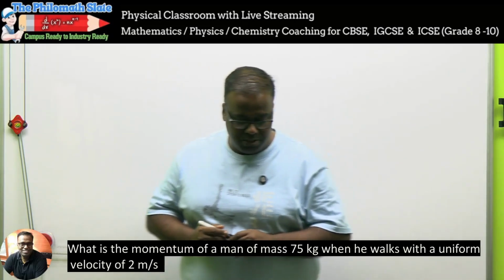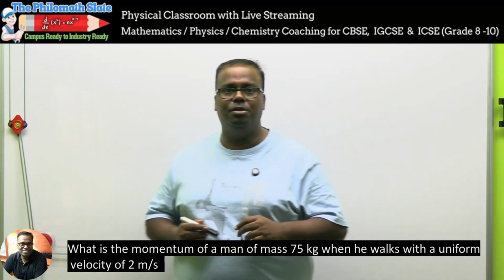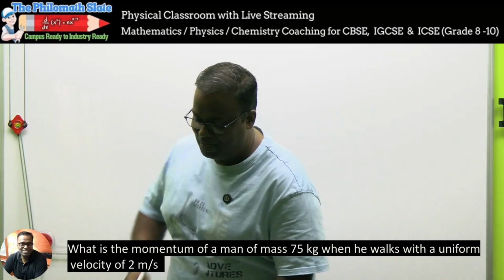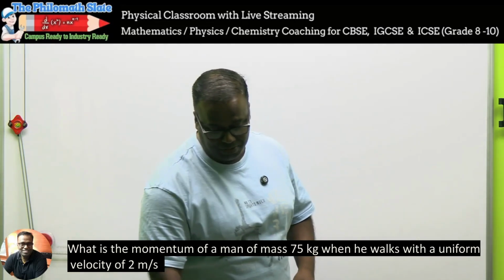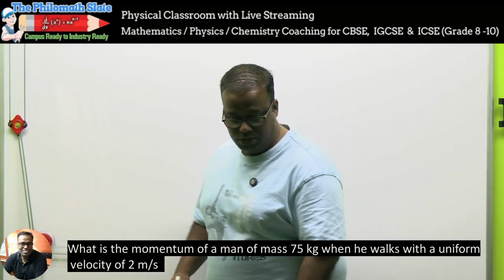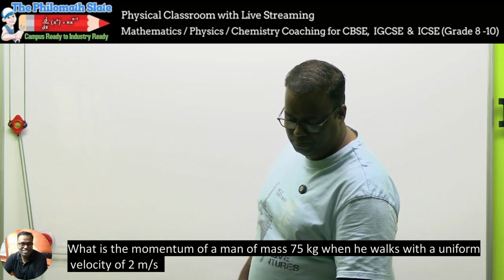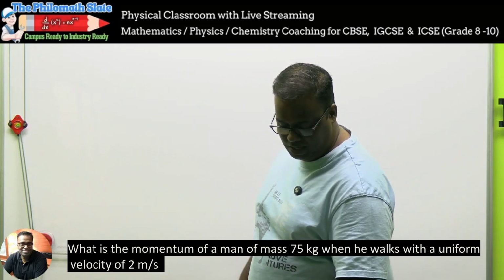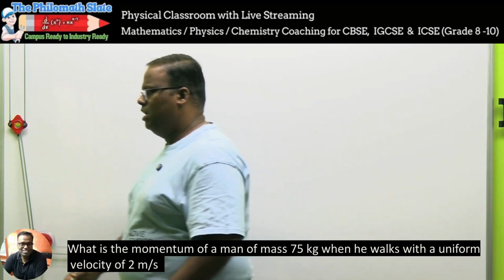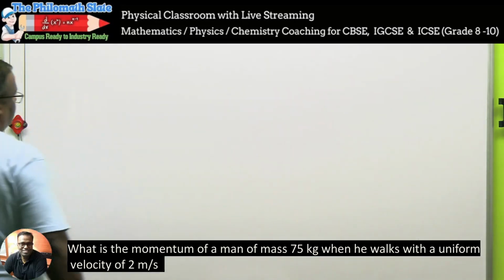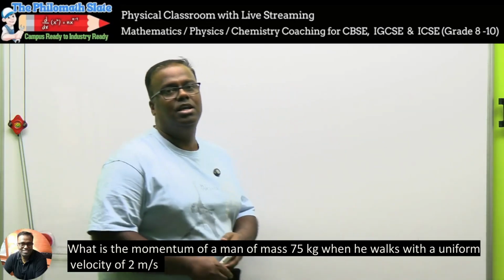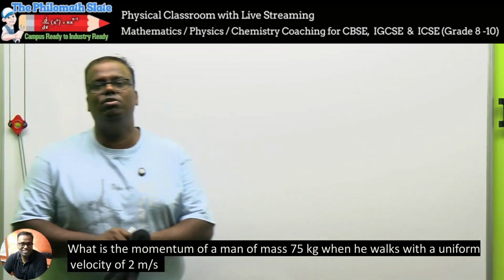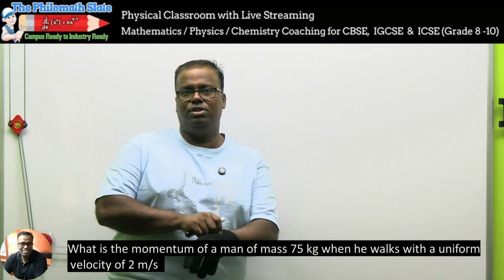The first problem is about calculating momentum. I'll be referring to a textbook or a question paper out here, but the problem keeps rolling in a banner at the bottom. It says that we need to calculate momentum, and the mass of the man is given and his velocity is given. Now, the first mistake that people make in physics is that they look at the problem and just start fitting the formula. Do not fit a formula first.